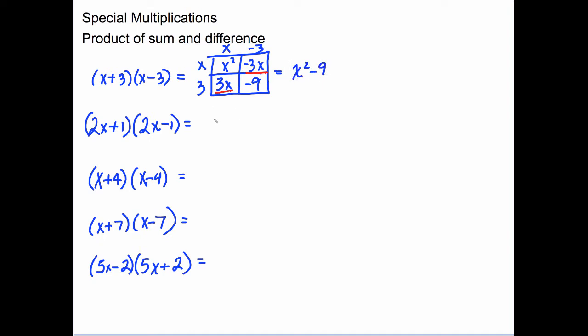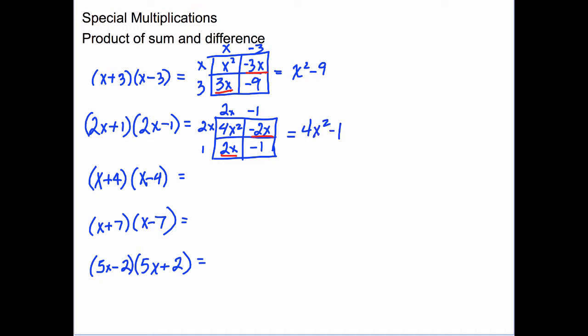If we do that one more time with 2x plus 1, 2x minus 1, let's see if it still works. Make the expansion boxes. Here's 2x plus 1, 2x minus 1. This will be 4x squared. This will be negative 2x. This will be 2x. And this will be negative 1. And again, you'll notice that the 2x and negative 2x, when we add them together, will add to 0. So we're left with 4x squared minus 1.